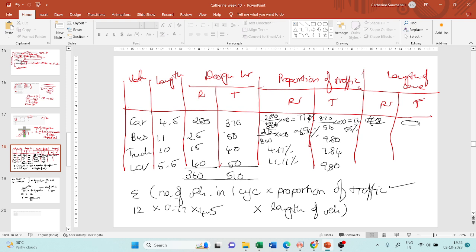So for the next row, for right turning traffic for bus, it will be 360 into the proportion of traffic, which is 0.069, into the length of bus, which is 11. So that will give me, sorry, this is not 360, this is 12, right? 12 into 0.069 into 11.